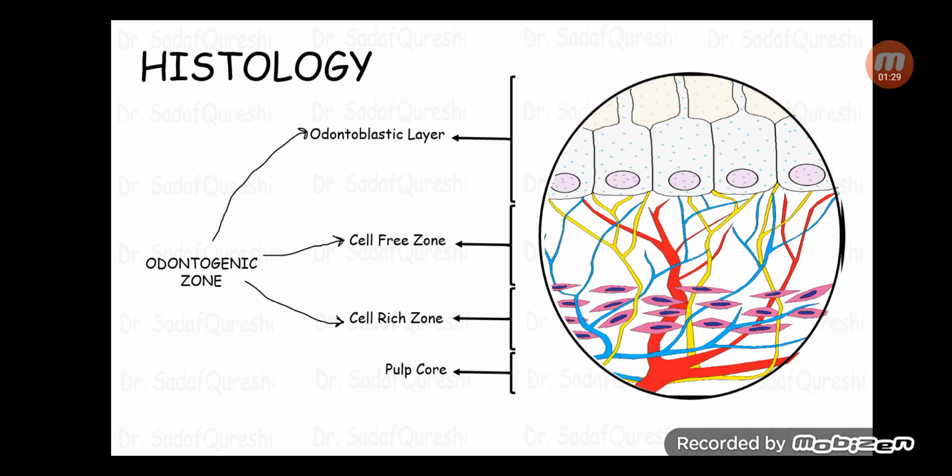And we can also appreciate another layer, another zone that is called as pulp core. So overall we can say that pulp histology can be divided into four zones or four layers: odontoblastic layer, cell-free zone, cell-rich zone, and then we have the innermost portion of the dental pulp that is called as pulp core. Now we will talk about them one by one, about every layer and zone. First we will talk about odontoblastic layer.